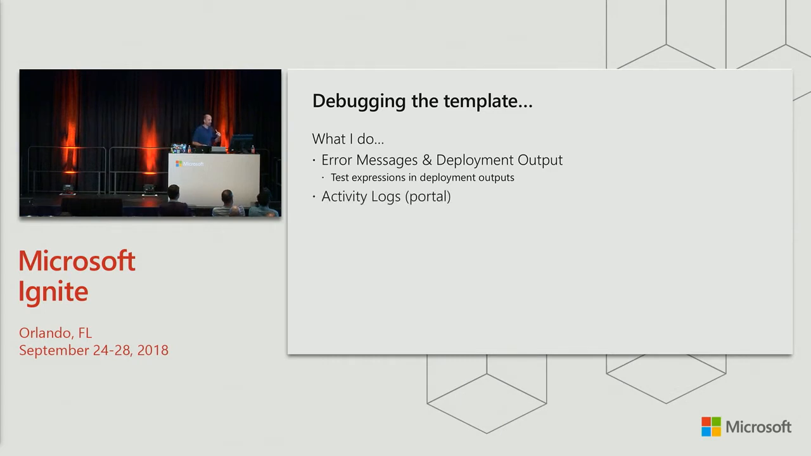The activity logs in the portal. In those cases where you get an error message, and that error message is not the final answer, it's not the thing that's actually helping you, the activity log will have all of the error messages and everything that actually transpired through that deployment. So you can go up there and you can see not just the one that was returned by whatever tool you were deploying with, but you can see everything that happened during that deployment.